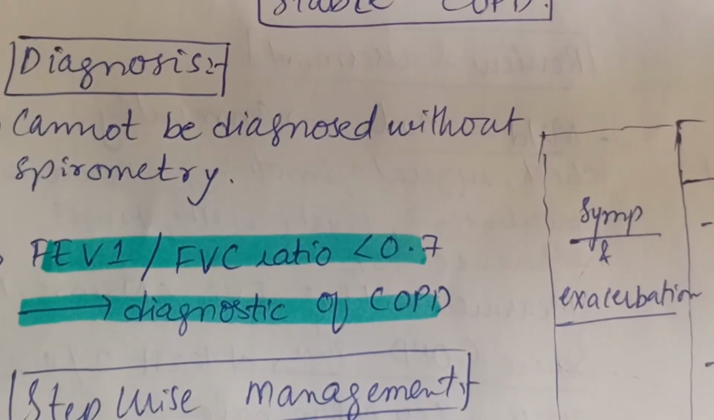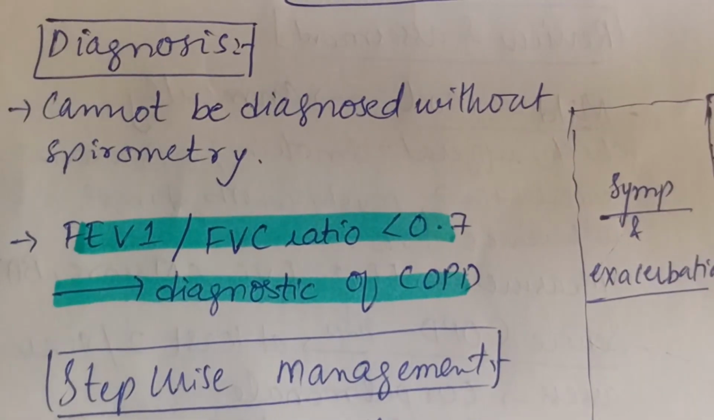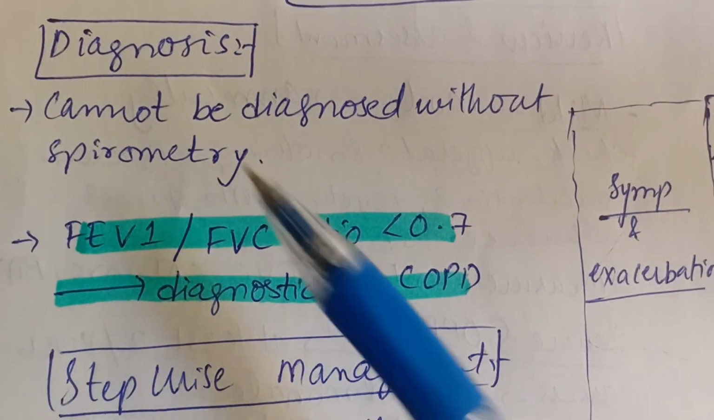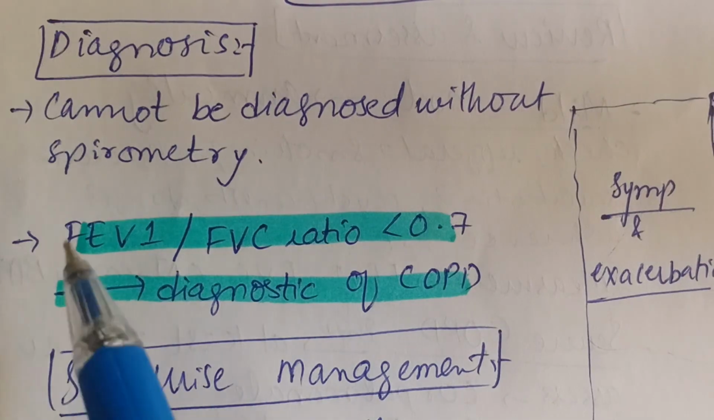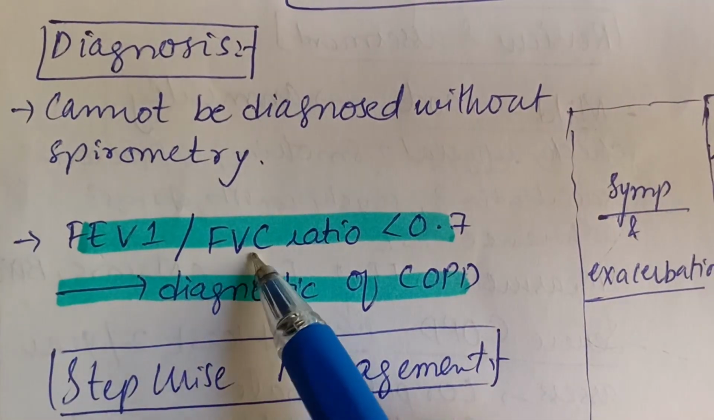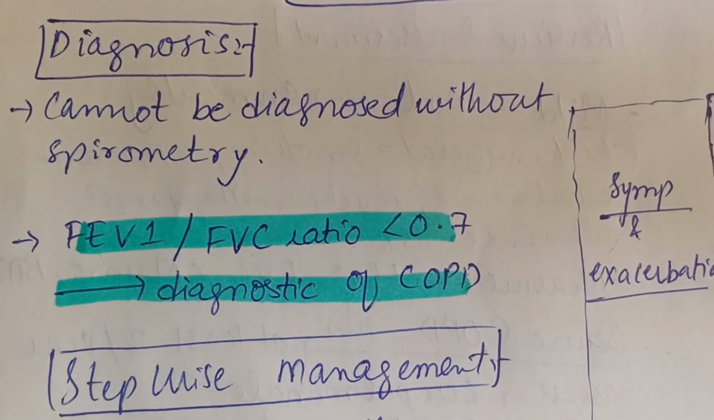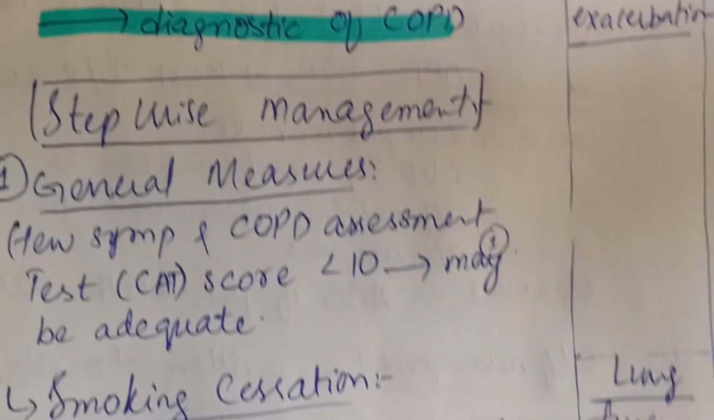Now, coming towards the diagnosis, stable COPD cannot be diagnosed without spirometry. The diagnostic test for COPD is spirometry, and the diagnostic feature of COPD is that the FEV1 to FVC ratio is less than 0.7. It is the diagnostic of COPD, right? Now, coming towards the stepwise management of COPD.